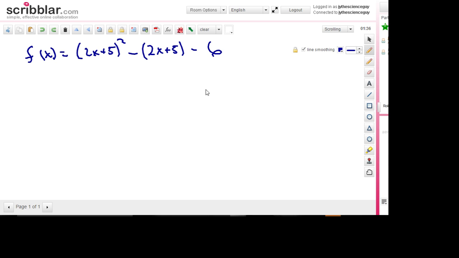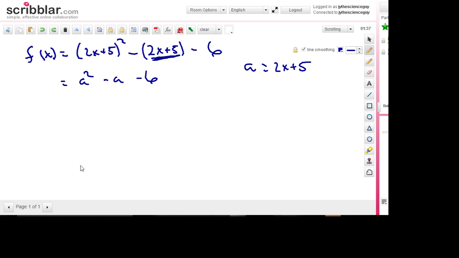Okay, I'm going to teach you a method that your teacher probably didn't teach you. But it's going to make this question a whole lot easier. So the first thing I'm going to do is substitute in for this. I'm going to say that a is equal to 2x plus 5. Look at how the equation changes. So this is a squared minus a minus 6. Do you see how I got that? Yes.